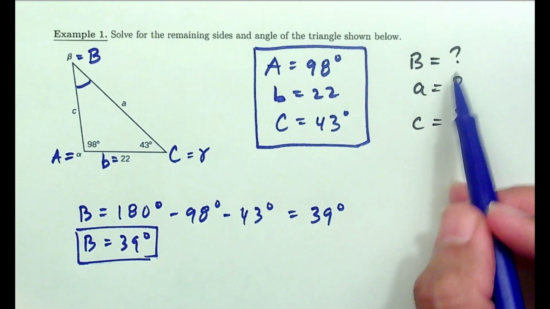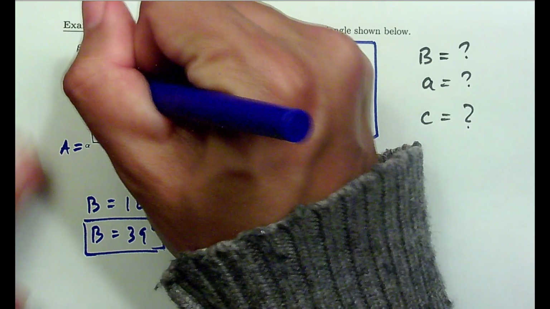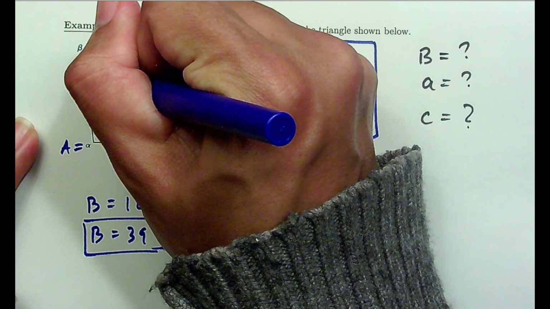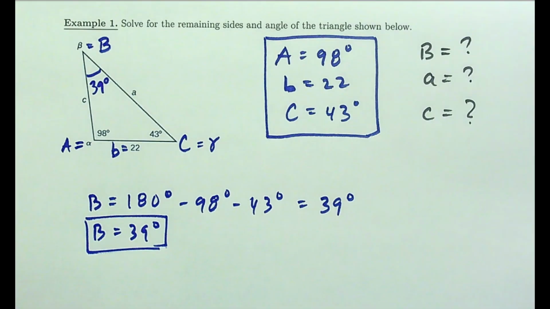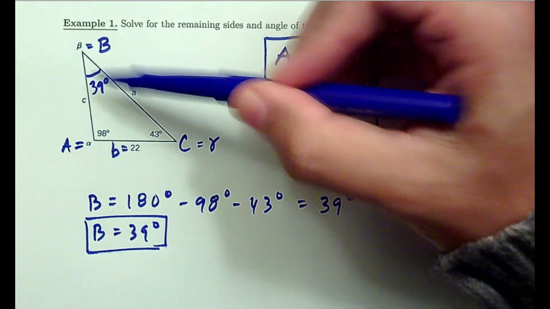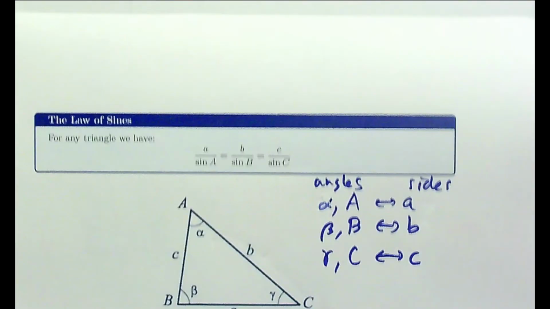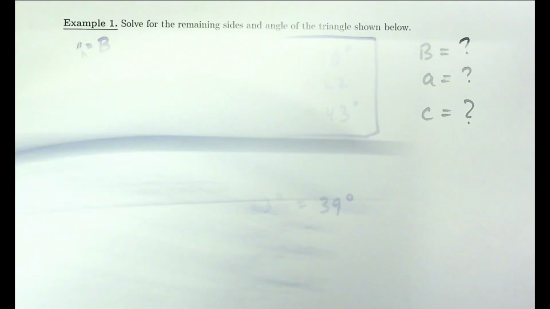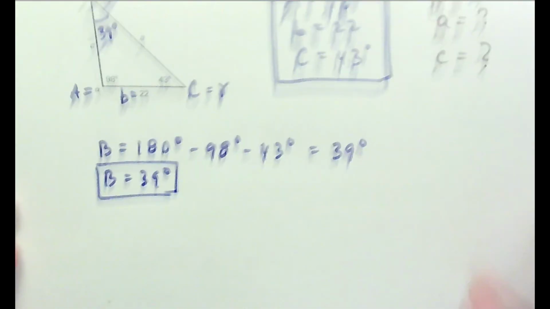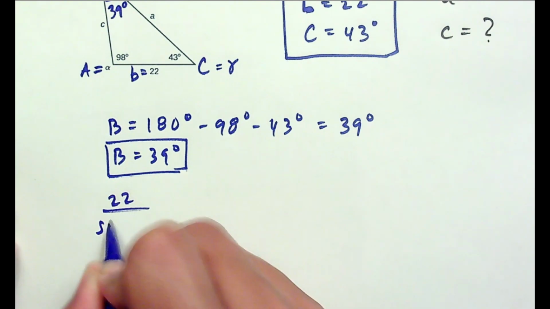So that means we already found this one. Now we have to find the other two. So now this is 39. And now we know one pair of an angle and its opposite side. And that's going to be the proportion that we're going to use to compare the other two and figure out the rest of the variables. So that means we start with 22 divided by sine of 39.